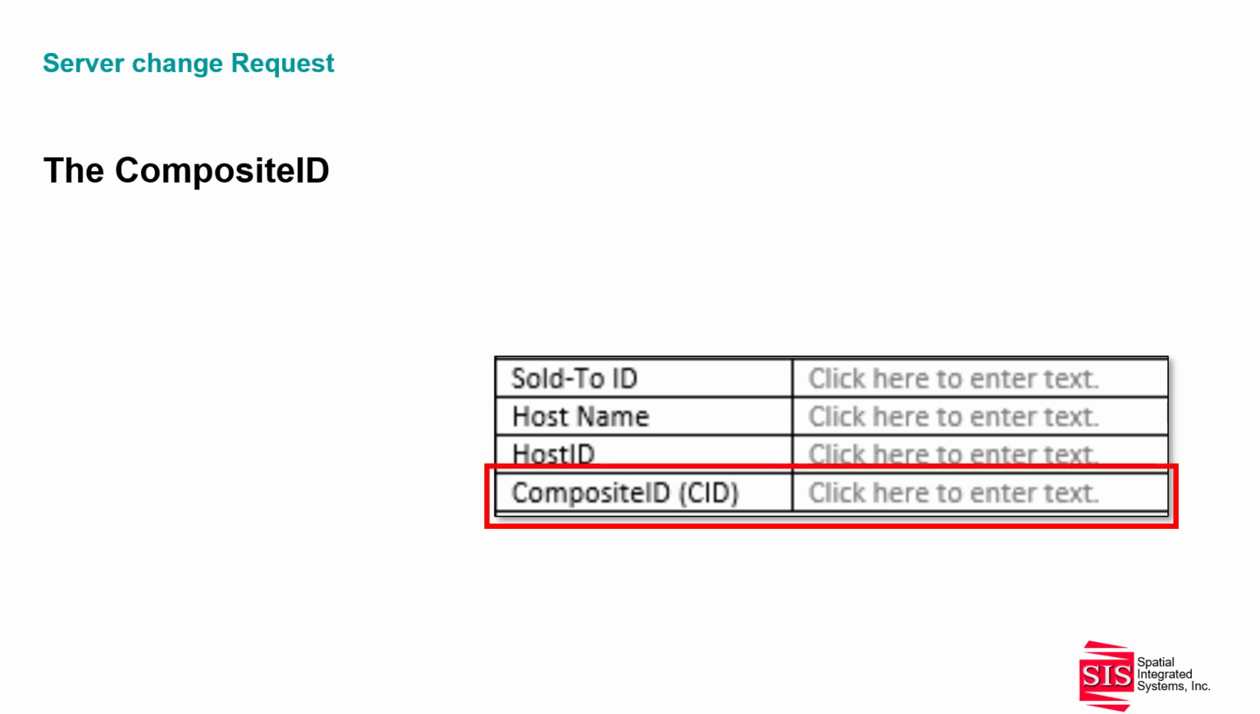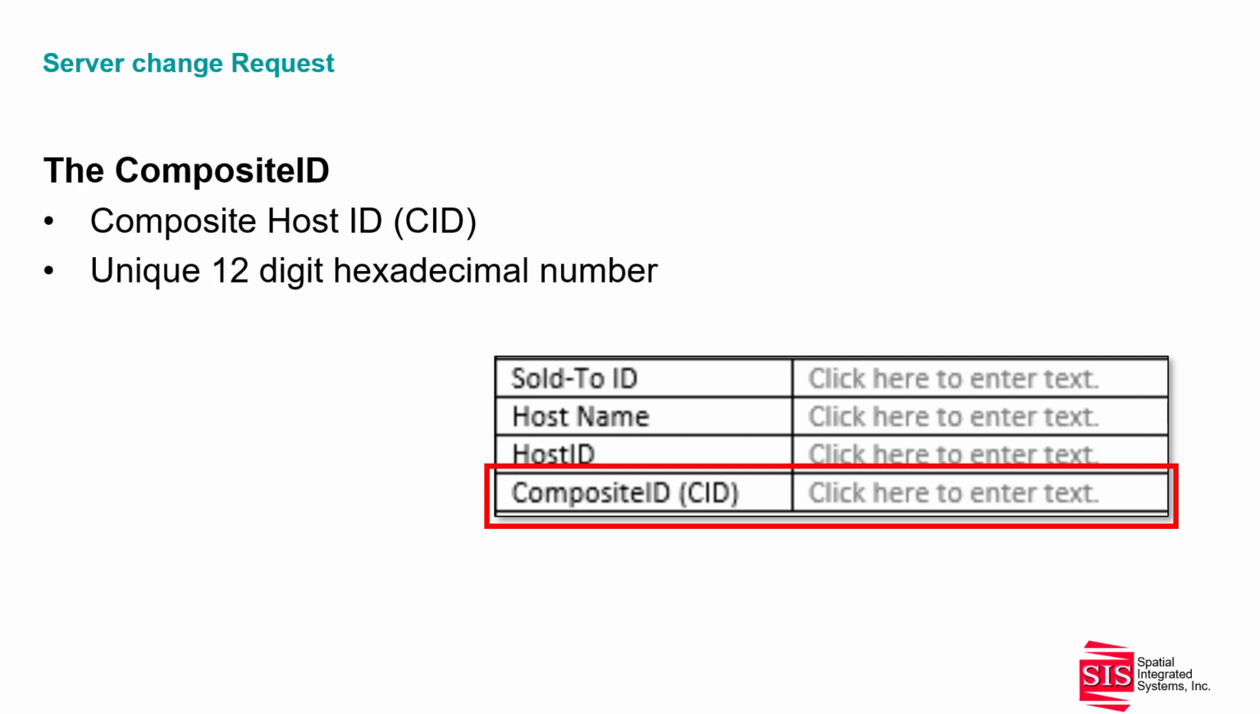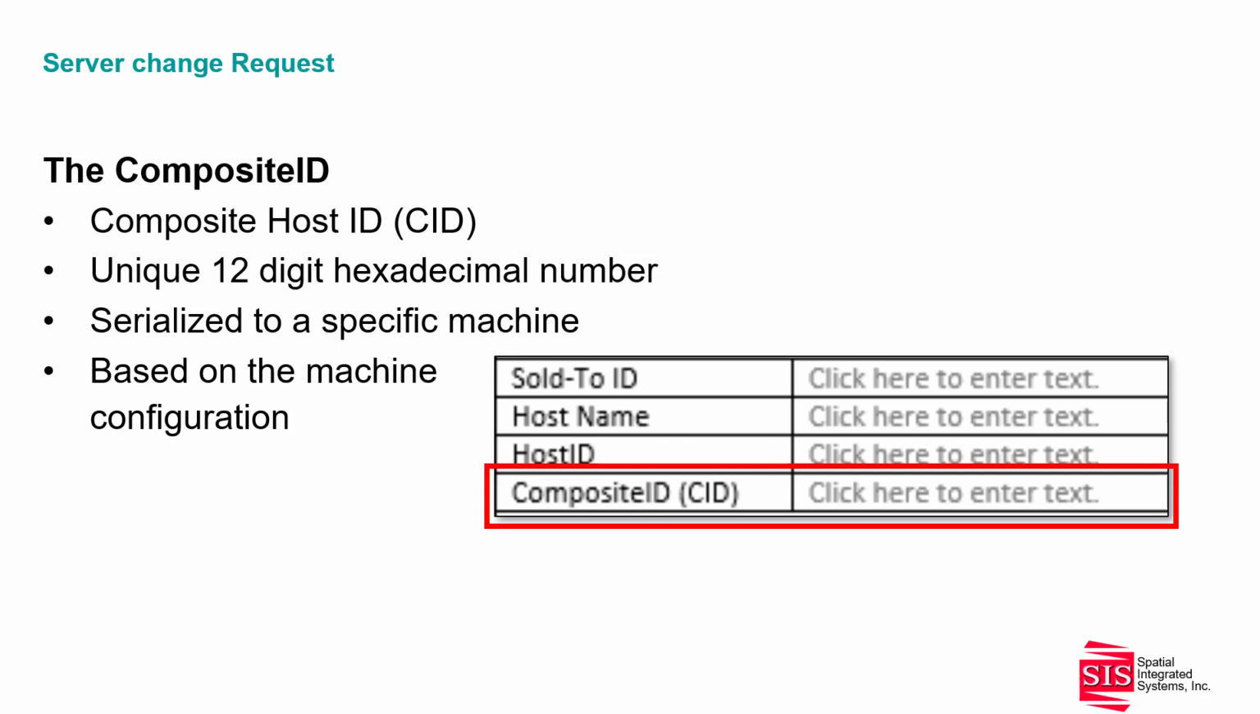The composite ID. This is for the composite host ID, or CID. The CID is a unique 12-digit hexadecimal number which is serialized to a specific machine and is based on the computer's hardware and software configuration. This number is generated by using the CID Utility.